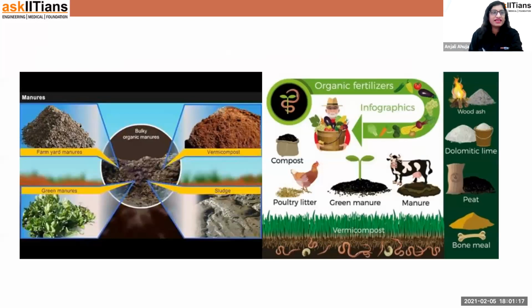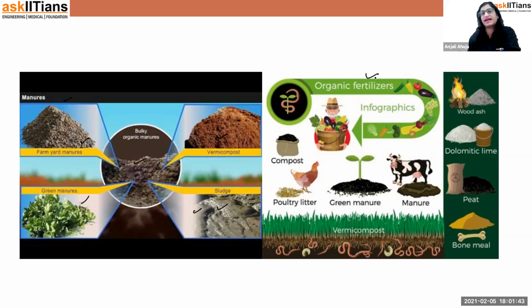So in the picture, they have shown what are the examples of manure. There can be farmyard manure, vermicompost, sludge as in excreta, digested excreta. And not only digested excreta, but oil, fat, all the waste is degraded. Green manure. So these are all the bulky manures. One more negative point about manure is that it's very difficult to carry from one place to another.